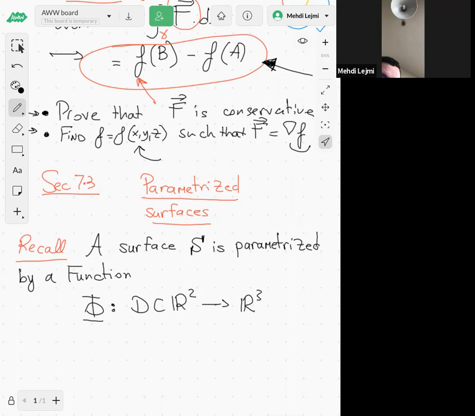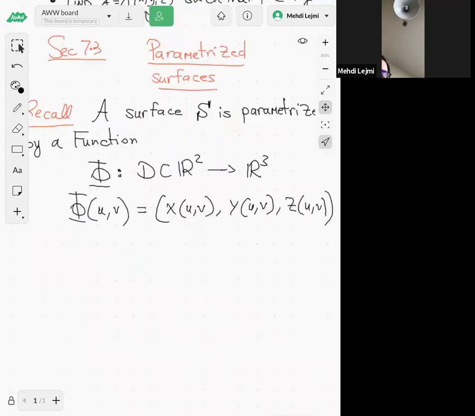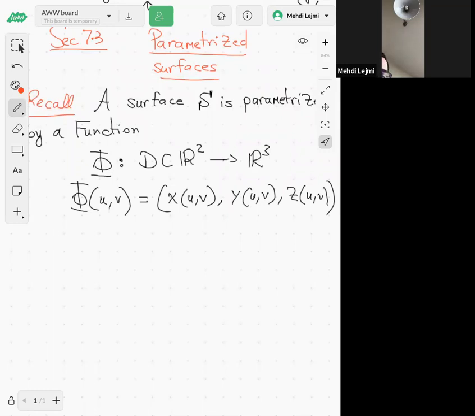As I said, it's two-dimensional, so you're gonna need two parameters, not only one. If you have one parameter, you have a path, a curve. If you have two parameters, then you have a surface. So we're gonna have x of uv, a function of uv. The second component, y, is also some function of uv, and the third component, the z coordinate, is also a function of uv.